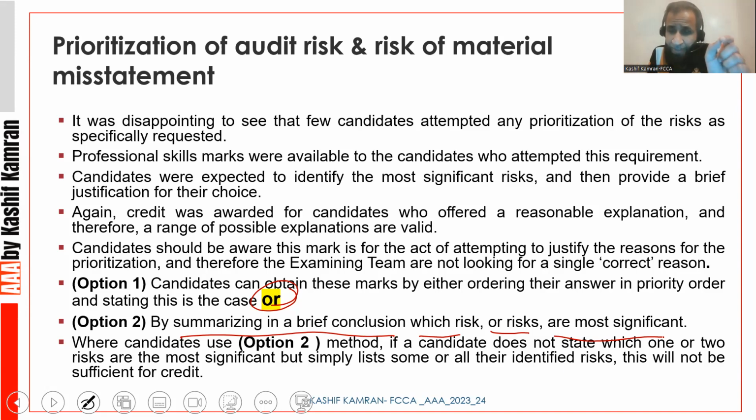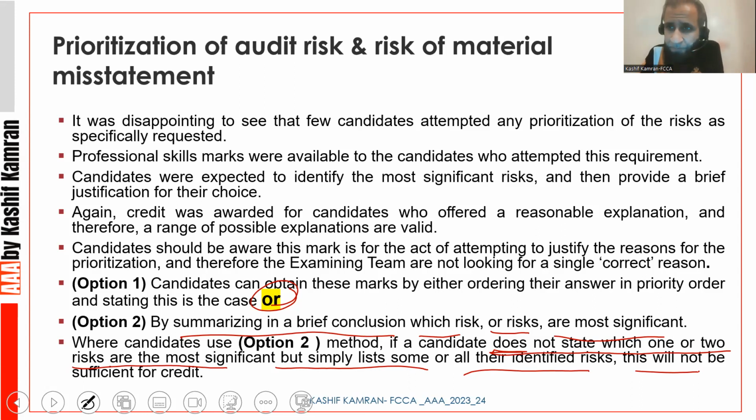So if any student takes option 2, if a candidate does not state which 1 or 2 risks are most significant, but simply lists some or all, 1, 2, 3, 4, 5, this will not be sufficient to get credit. If you say all the risks above, A, B, C, D, and E, are significant, full stop, happy? No, this will not make the examiner happy. You will say in the list above, risk A and B, or risk C and D, are significant because of the right reason.